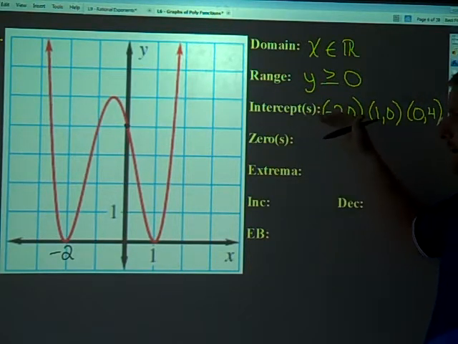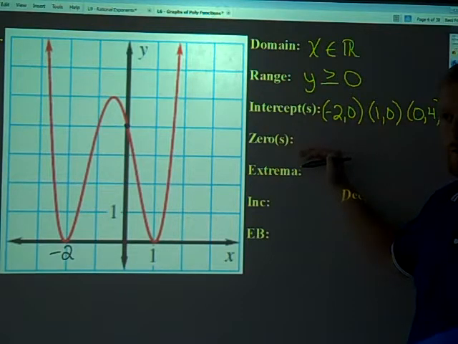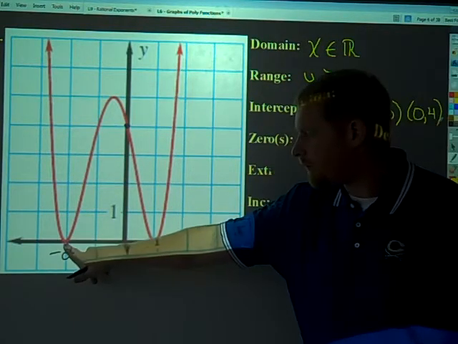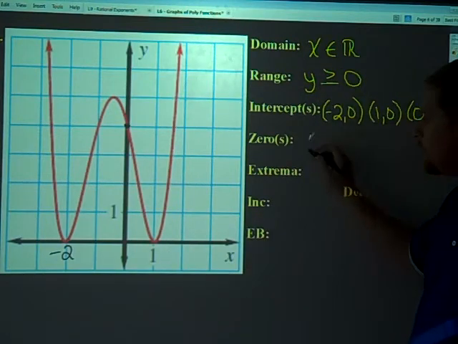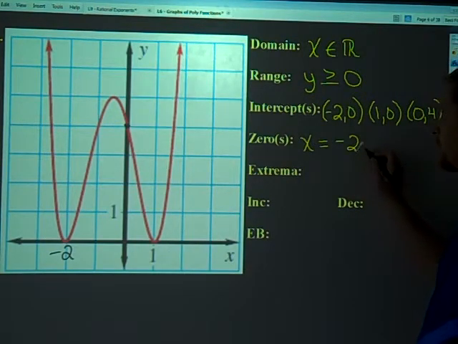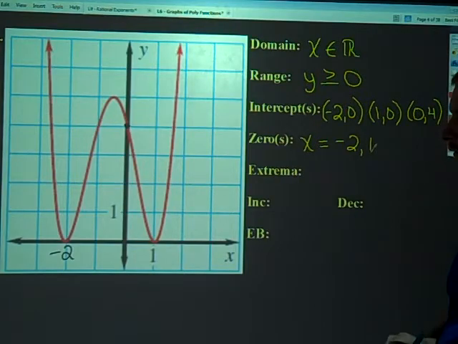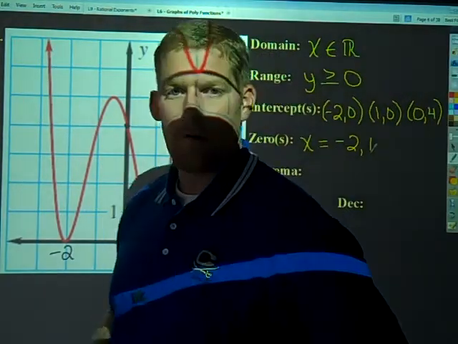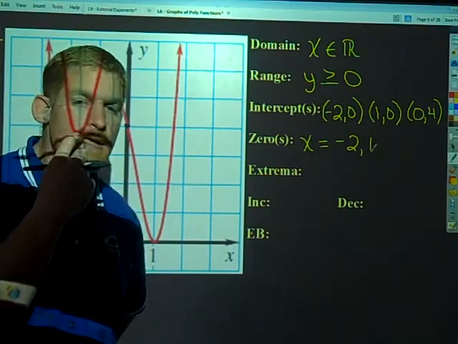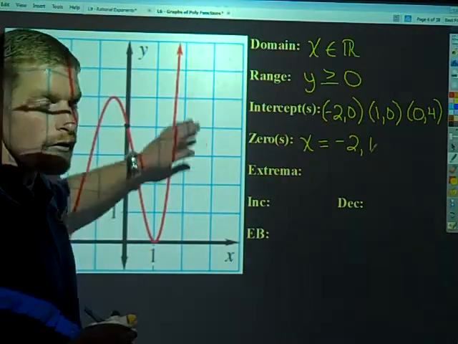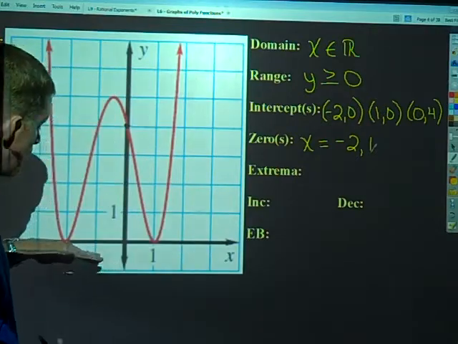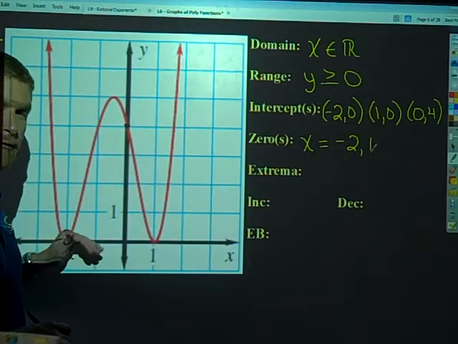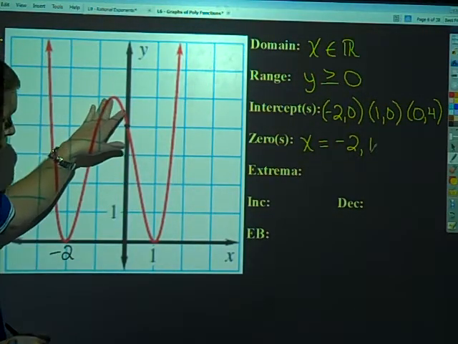Carrying from this, the intercepts, right down to the zeros. Remember, the zeros are the place where it crosses the x-axis or touches the x-axis. Two very simple zeros here, at -2 and +1. And that is it. Now, since our function has its end behavior in the same direction, we can determine that we will have an absolute minimum and a relative maximum.